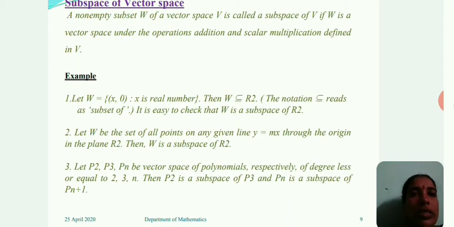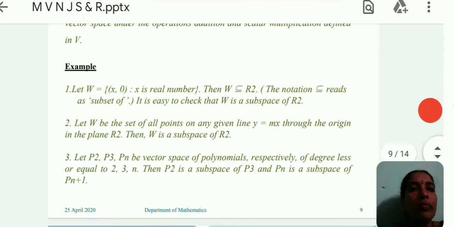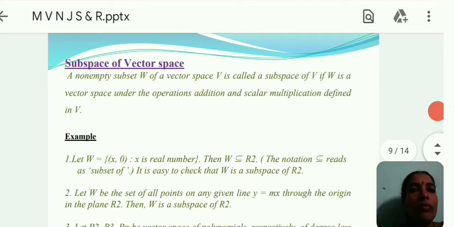Here, first of all, see the definition. Subspace of a vector space: a non-empty subset W of a vector space V is called a subspace of V if W is a vector space under the operation addition and, at the same time, the other operation, scalar multiplication, defined in V. First of all, here W is a vector space under the operations addition and scalar multiplication in V.